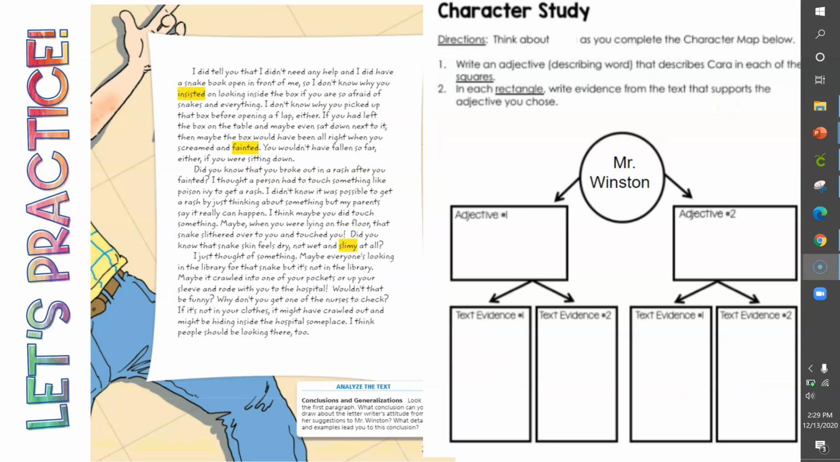Now let's go ahead and describe Mr. Winston's personality traits. I'm going to reread this page from the text here, and we'll come up with some character traits and text evidence to support that.